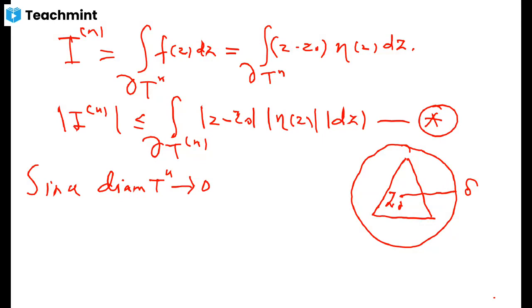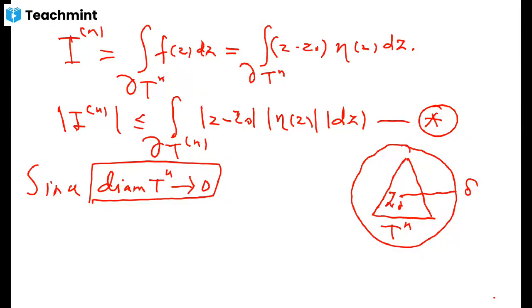So z naught will be inside this, and for sufficiently large n, this triangle Tn lies inside this disk of radius delta. The only reason it lies here is because the diameter tends to 0. So I can make smaller and smaller triangles to fit inside this disk. So we assume that this triangle is inside this disk.